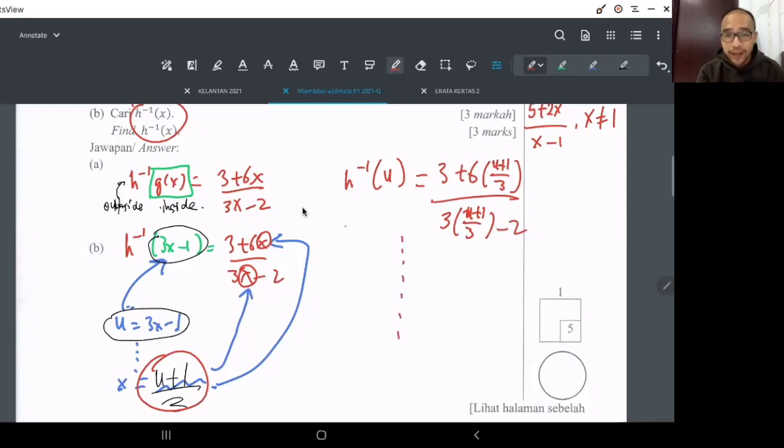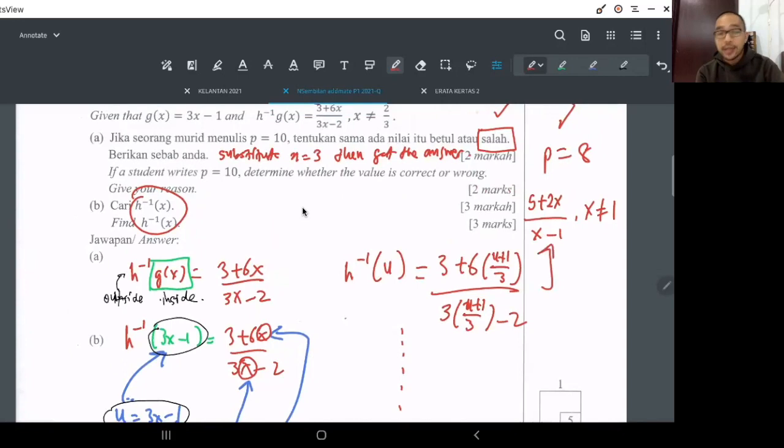I'm not going to waste time simplifying. Okay, and I will get this answer. Then just convert the u back to x at the end. At the very end, just convert the u back to x.